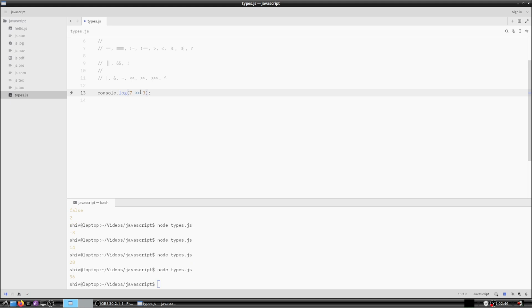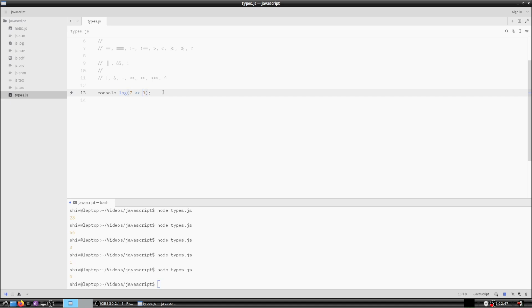Similarly, right shift is division by 2. Right shift is division by 2. So we shift it once. So half of 7 would be 3.5. So it will become 3. And you shift it twice, it will become 0. Oh, sorry, 1. 7 by 4 is 1. Yes. And you shift it 3 times, then it will become 0. So that's how left shift and right shift work.